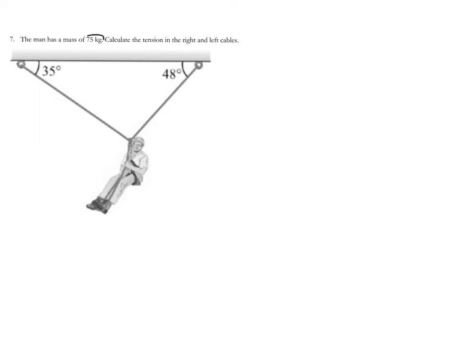All right, here we go. 75 kilograms. At this point, you should be so sick of W equals mg. 75 kilograms times 9.8 meters per second squared. So this T3, or the down arrow, is 735 newtons.